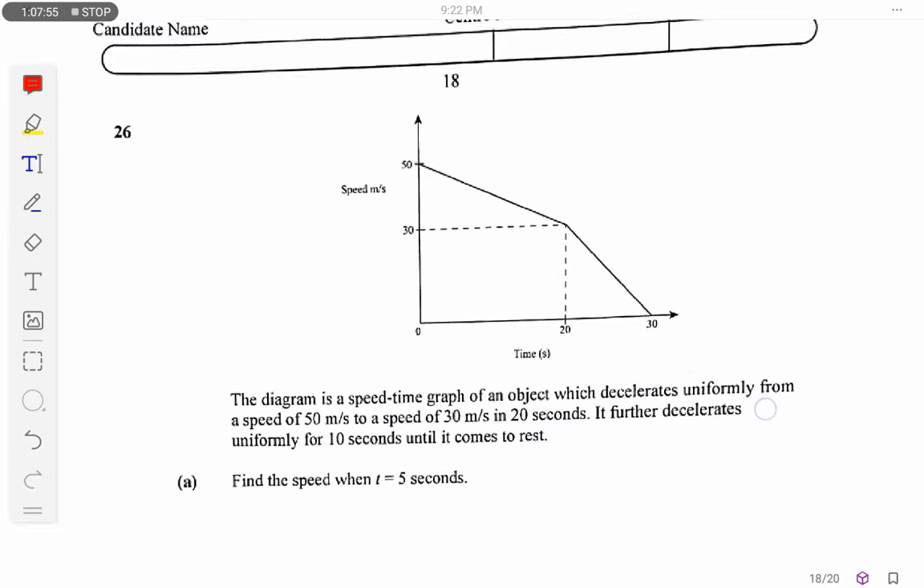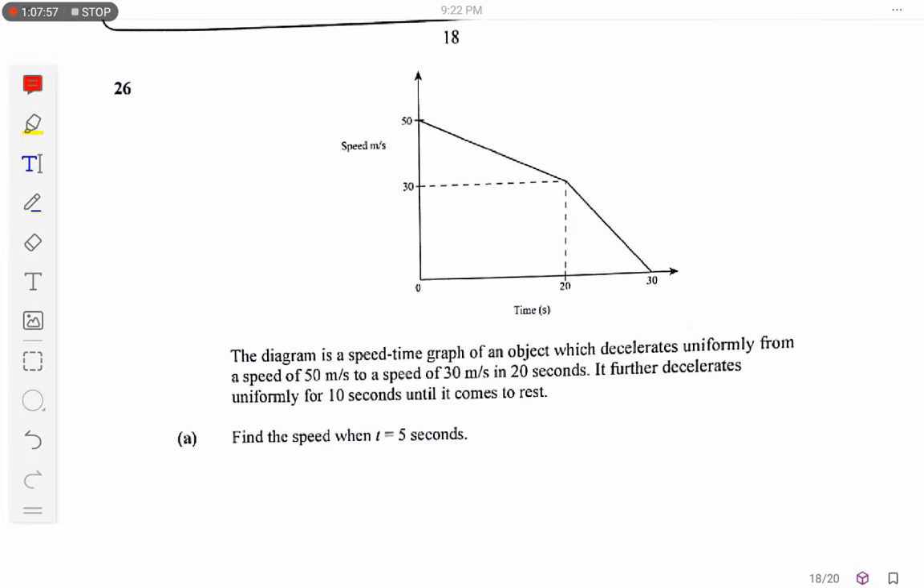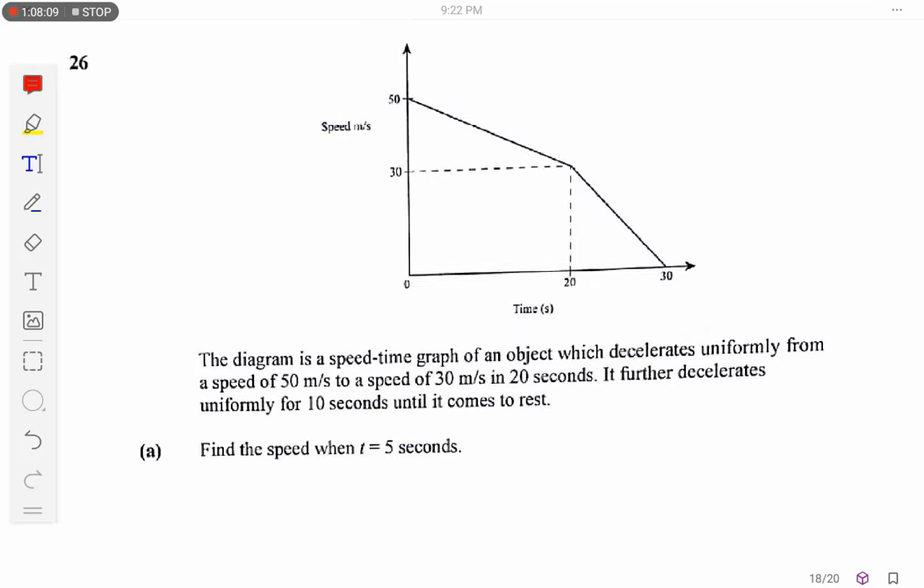Okay, let's move on to the next question. I think this is the last question, or second from last. We have this diagram, a speed time graph. It is the speed time graph of an object which decelerates uniformly from a speed of 50 meters per second to 30 in 20 seconds, then further decelerates for 10 seconds later on to rest. Find the speed at t equals 5.